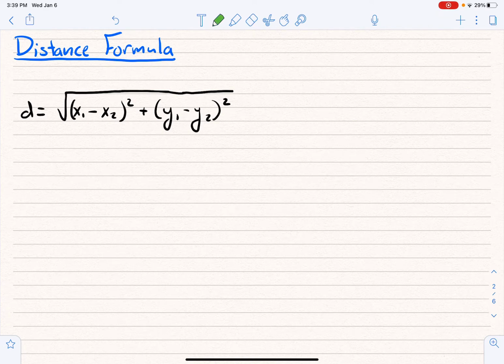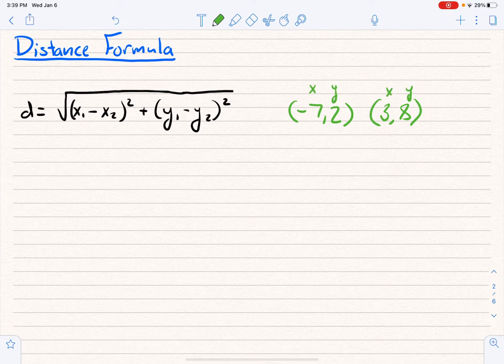The distance formula is for when you have 2 points and you're trying to find the distance between them. Like here, I could have the points (-7, 2) as one of my points, and (3, 8) as the other. Remember these are always x, y, x, y, always alphabetical order. If I was trying to find the distance between those 2 points, what I have to do is subtract the x's from each other and take the result and square it. I subtract the y's from each other, take the result and square it. Then I add those up, and finally I take the square root.